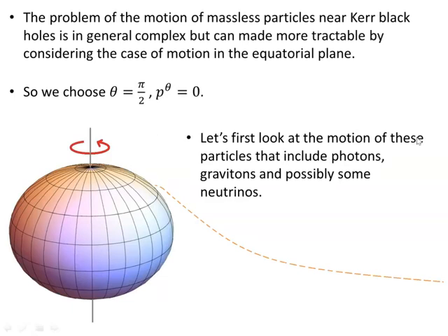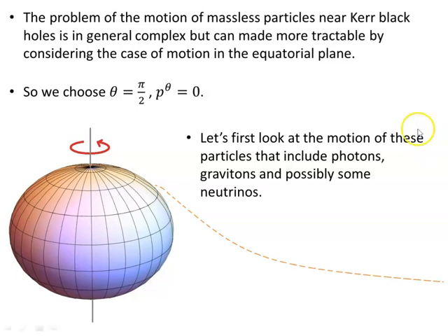All right, so the problem of the motion of massless particles near Kerr black holes is in general complex, but can be made more tractable by considering the case of motion in the equatorial plane. It's exactly what we've done in previous videos with massive particles. We made use of the symmetry of the equatorial plane and some Killing vectors in the time and azimuthal angular momentum directions.